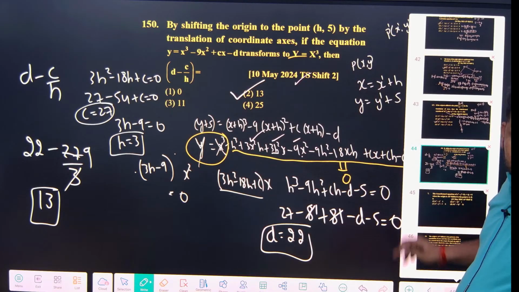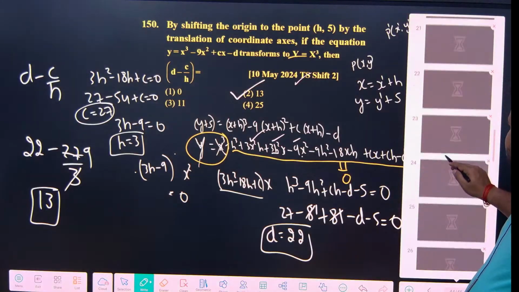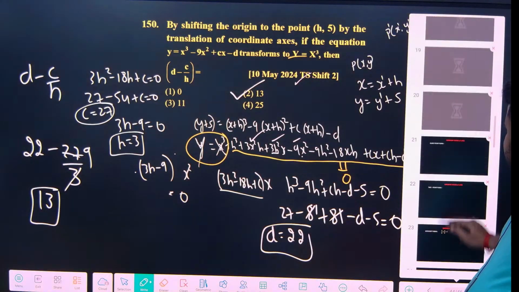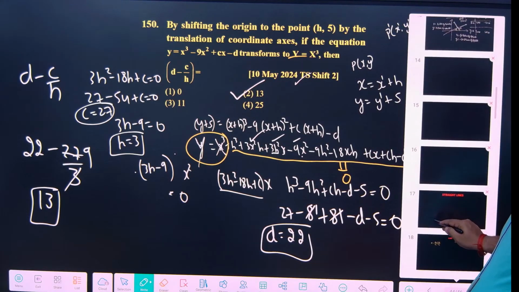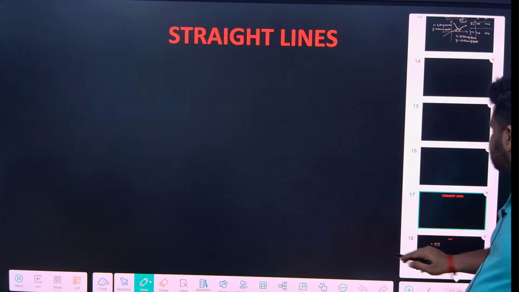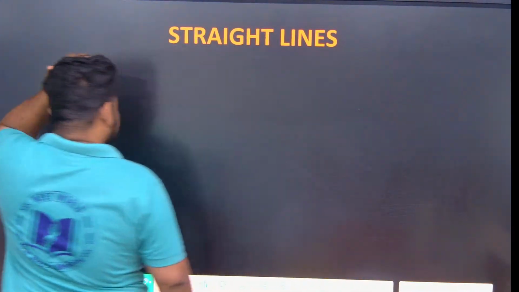Now we will go to the concept of straight lines, only straight lines. Now we learned mainly the basics of 2D geometry. Now we will go to straight lines. When we talk about straight lines, a straight line can be of many forms.